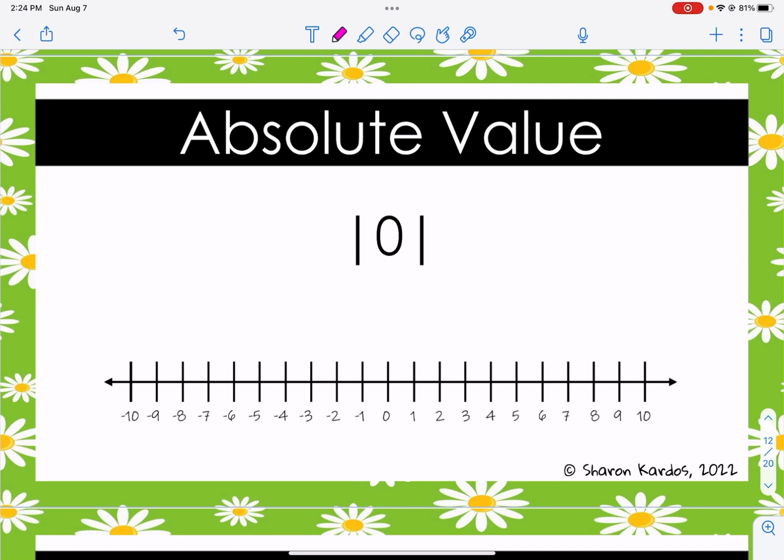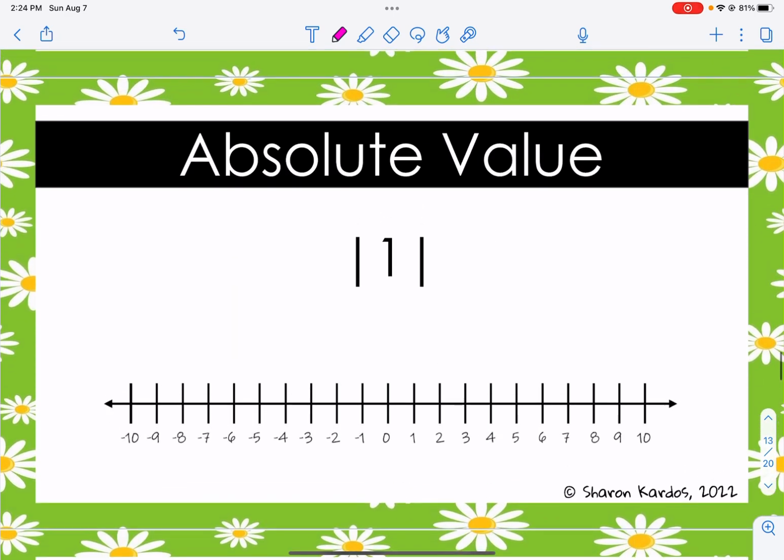Tricky one. The absolute value of 0. Well, if I'm already on 0, I don't have to hop anywhere, do I? My answer would just be 0. And remember, 0 is an integer, but it is neither positive nor negative. It's just 0.